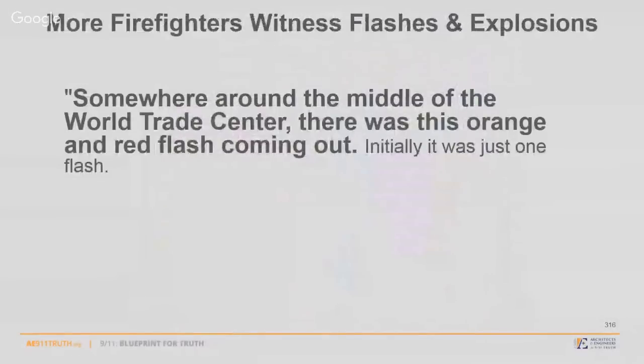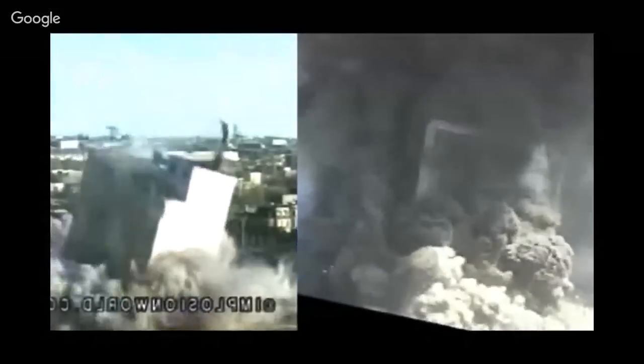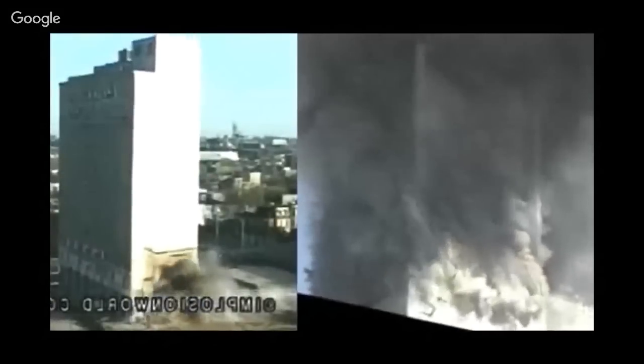Somewhere around the middle of the World Trade Center, there was this orange and red flash coming out. Initially, just one flash. Then this flash just kept popping all the way around the building, and that building had started to explode. Let's take a look at the South Tower. On the right, a known controlled demolition on the left. Is there any similarity? Is there enough similarity, again, to warrant an investigation into the possible use of explosives?